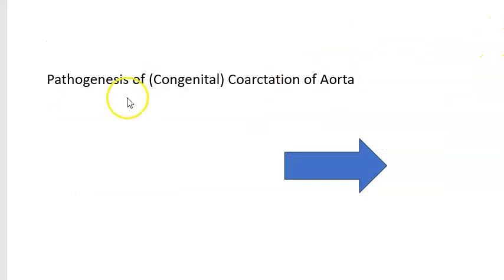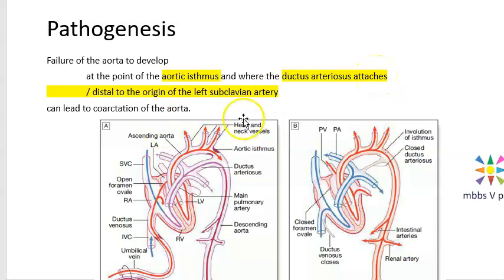Okay. Now let us look at the pathogenesis of the congenital coarctation of aorta, why it happens in these newborn babies. Basically the aorta has failed to develop at the point of the aortic isthmus, that is where the ductus arteriosus attaches, before that point. This is the same point which is distal to the origin of the left subclavian artery. This we have explained in detail in this video, you can see.